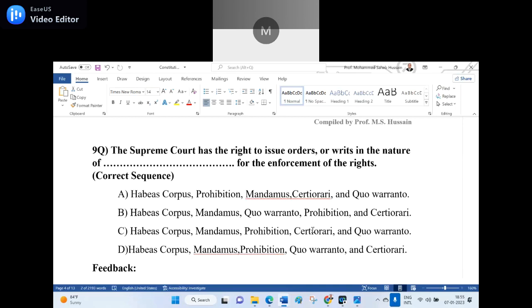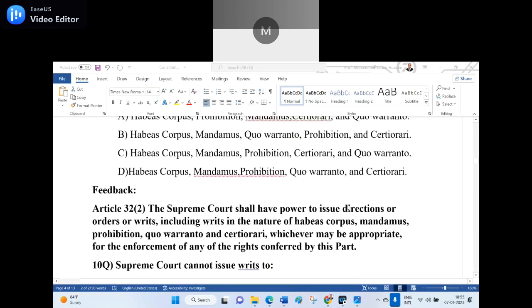B is the right answer, sir. C is right. Yes, I appreciate it. Is D the right answer? I am not going to ask you what is habeas corpus, what is mandamus, what is prohibition, what is quo warranto, what is certiorari. These are elementary questions. You should have known it very long back.